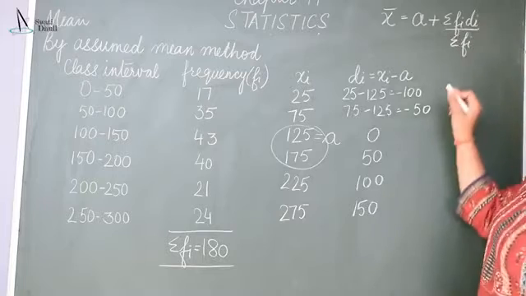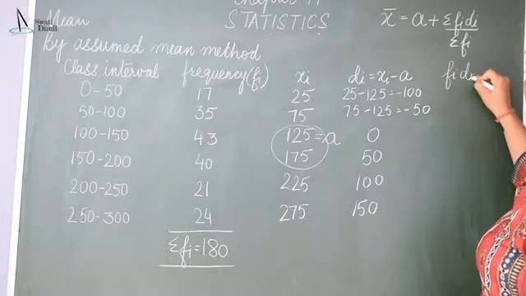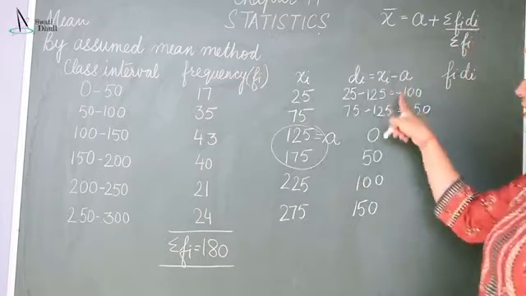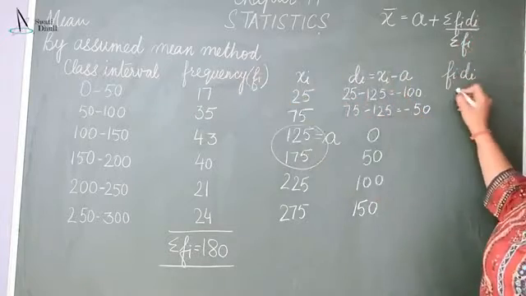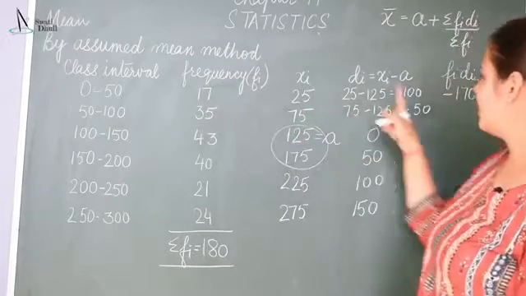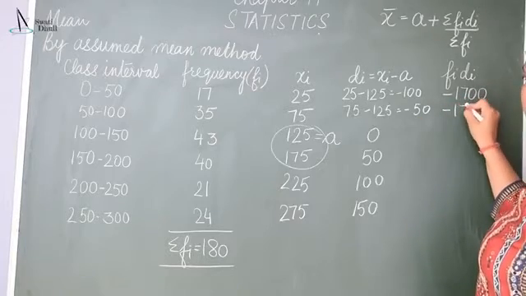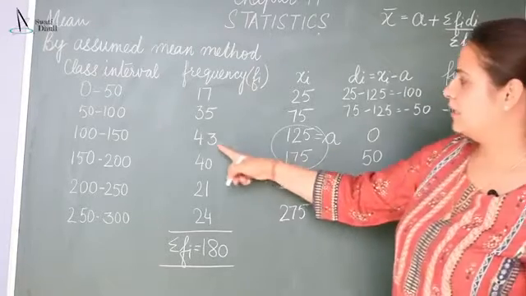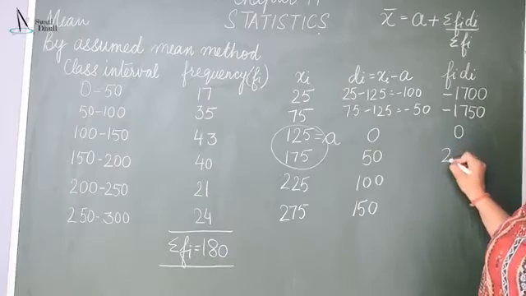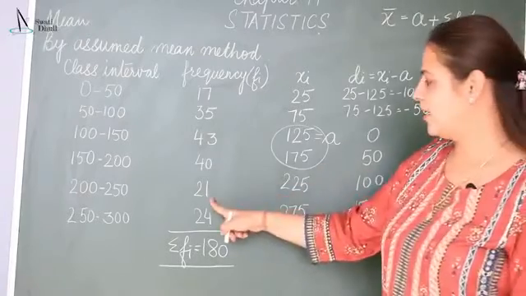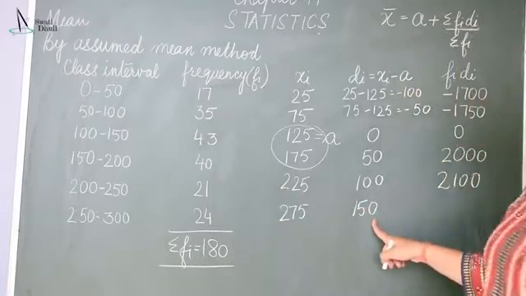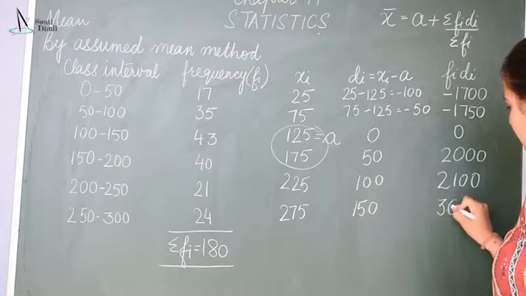Now I will find out the value of fi di from here. So for fi di, I will multiply this frequency with this di. So 17 into 100 is 1700. I have a sign of minus here, so minus 1700. 35 into minus 50, I will get minus 1750. Now 43 into 0, the value will be 0. So 40 into 50 is 2000. Then 21 into 100 is 2100. Then 24 into 150, I will get here as 3600.